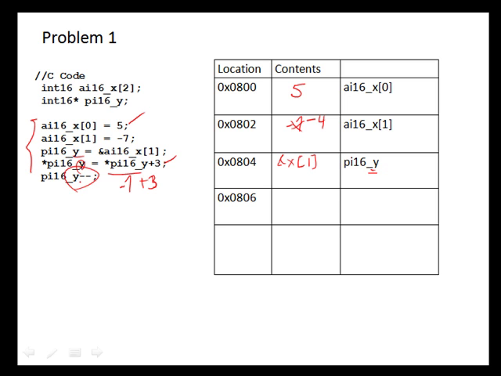And now here what we're going to do is decrement this pointer y by 1, because y is pointing at x of 1. If we decrement it by 1, it's now going to be pointing at x of 0. So at this point we can say, all right, x of 0 is going to contain 5, x of 1 is going to contain a -4, which is going to be a 0xFFFC, and finally y is going to contain the address of x of 0, where the address of x of 0 is 800. So this hex value is going to be 800.